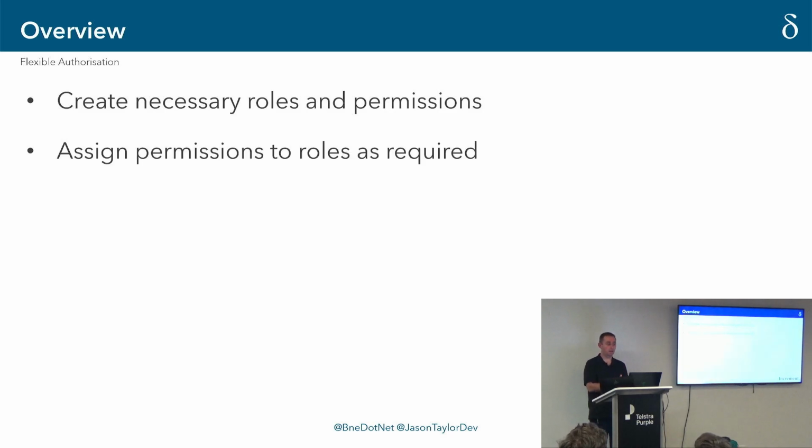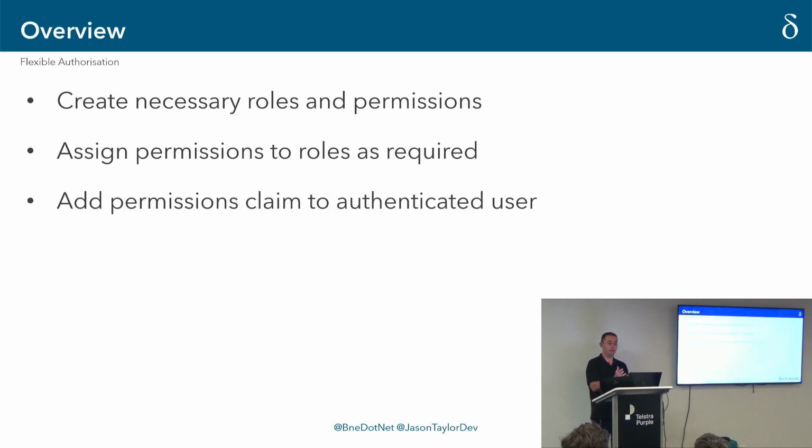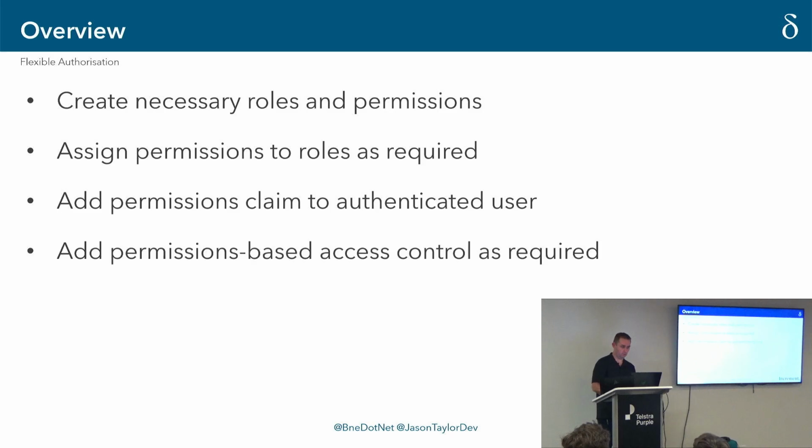Then we assign permissions to roles as required. We can add a permissions claim to an authenticated user. A user will already have a roles claim with most identity systems. We assign those roles, that comes across in the claim, and then we collect all of the permissions associated with the roles and assign those directly to the user as well.